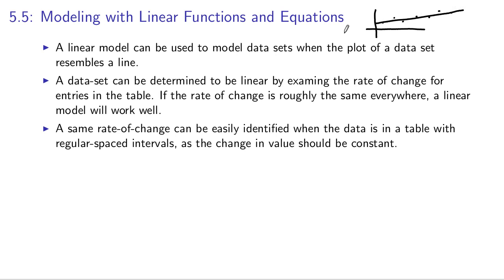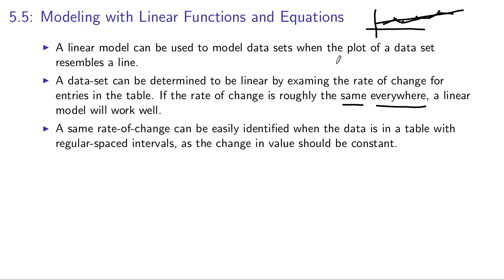A data set can be determined to be linear by examining the rate of change for entries in the data, or the table for the data. If the rate of change is roughly the same everywhere, a linear model will work well. So if we were to examine the rates of change of these points, we would find that they're roughly the same if we average them.